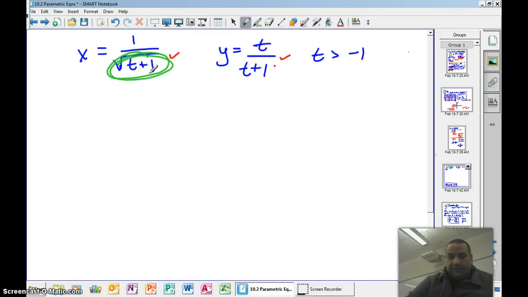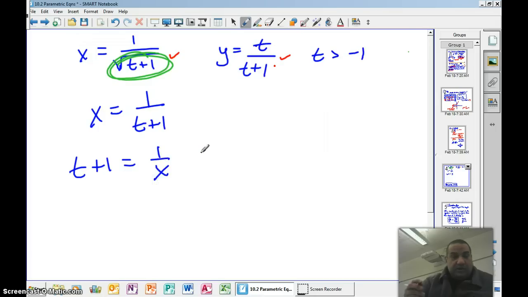So to do that, I'm going to square both sides. So I get x squared equals 1 over t plus 1. I could flip these two. So t plus 1 equals 1 over x. And I'll subtract 1. Oh, I forgot to square it. My bad. Got to square both sides. So this is what I'm looking at. I'm looking at t equal to 1 over x squared minus 1.